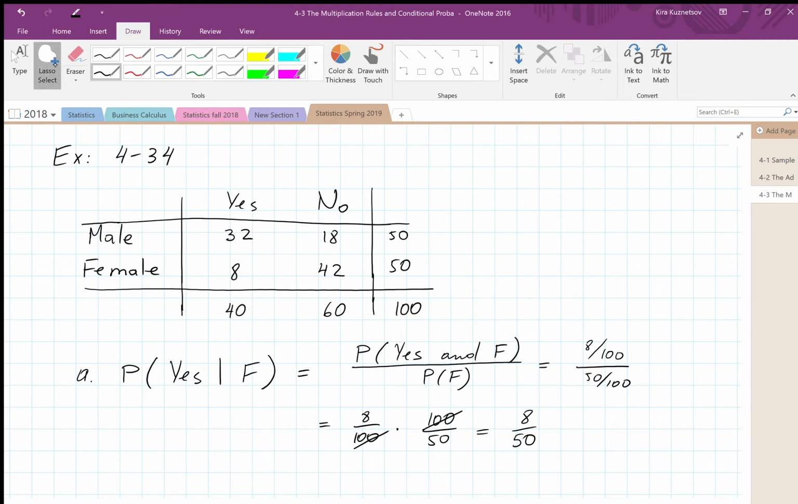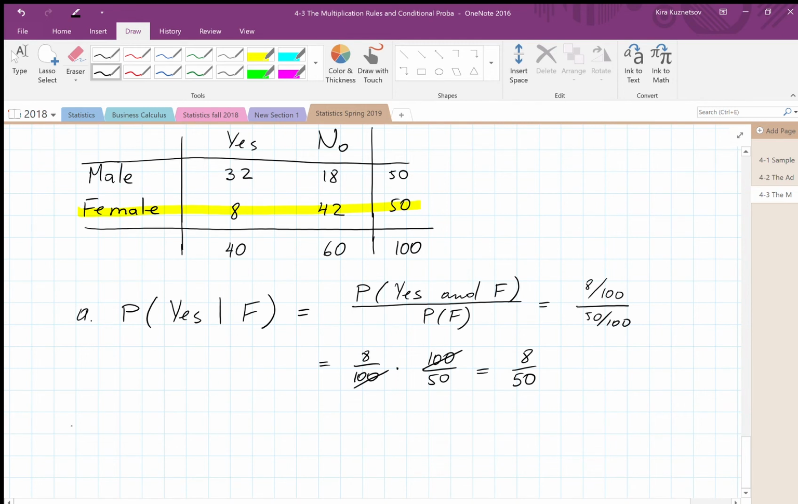Now the shortcut is right here. When you are given that we're only talking about females, you're only concentrating on row number 2, as in everything else doesn't exist. Your grand total is 50 because you've already selected females. You don't care how many males you have at all. You're interested in yes females out of the females, so you can just take 8 divided by 50, and you will get exactly the same answer. If you'd like, you can give me an approximation using a decimal.